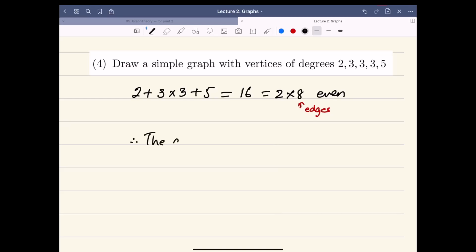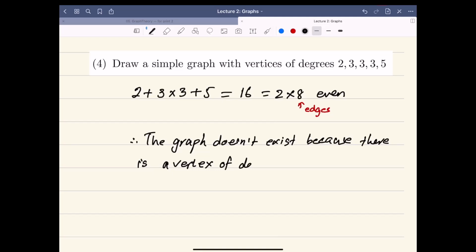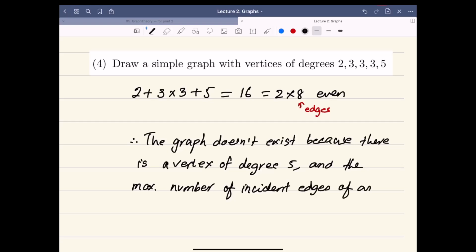Then the graph does not exist because there is a vertex of degree 5 and the maximum number of incident edges of any simple graph with 5 vertices is 4, and this tells me that the graph does not exist.